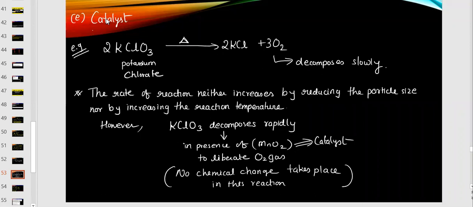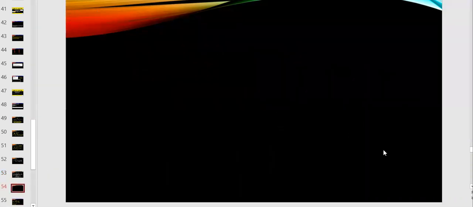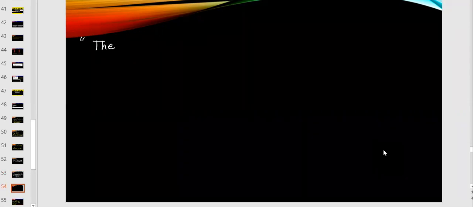Okay, so these are the 5 points, and for this catalyst point, I would like to add a statement. The substance in whose presence the rate of chemical reaction changes without causing any chemical change to it is called a catalyst. Okay, the definition we have already discussed earlier.